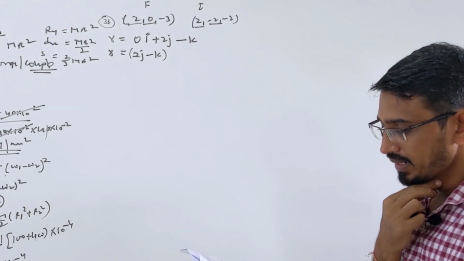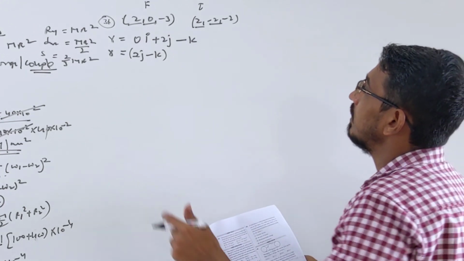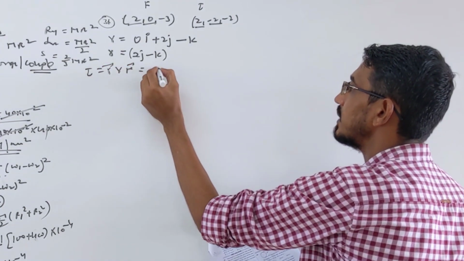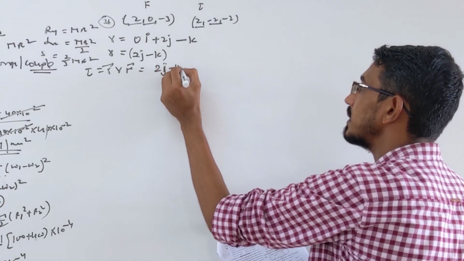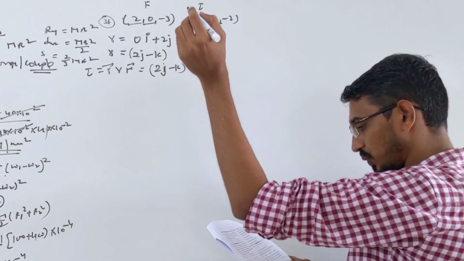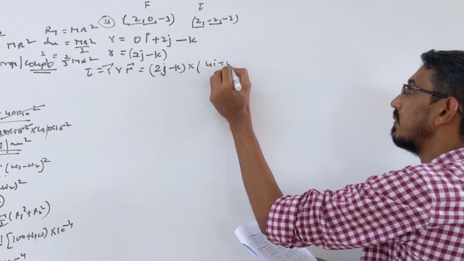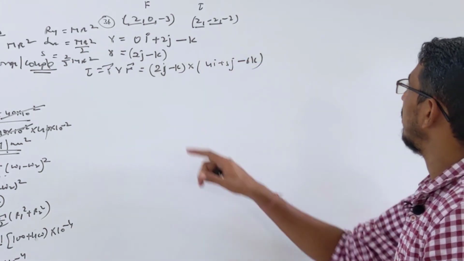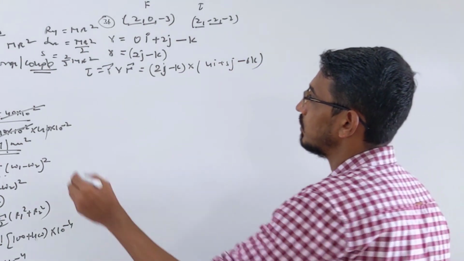And force is given directly to you, so let's find. Torque will be r cross F. r is given as 2j minus k, cross product with force. The force is given as 4i plus 5j minus 6k. So let's multiply these and check what happens. So torque will be how much?